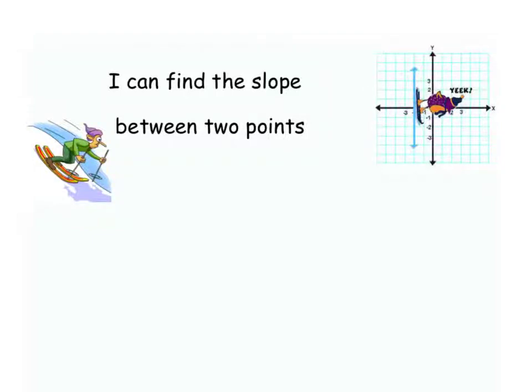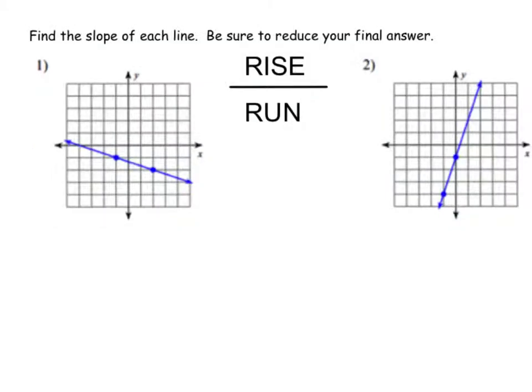Okay, today we're going to practice finding the slope between 2 points. We've done it on a graph, and we're going to practice it on a graph, but also just given 2 points. It's pretty easy. Remember that on a graph, the slope is rise over run. The rise is the vertical change, the run is the horizontal change.